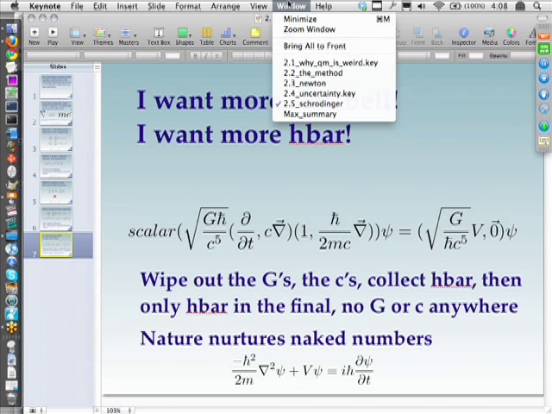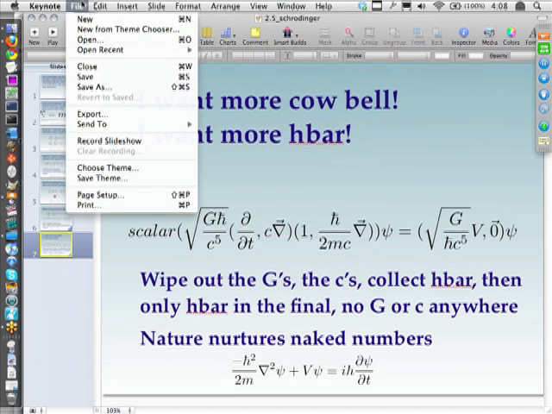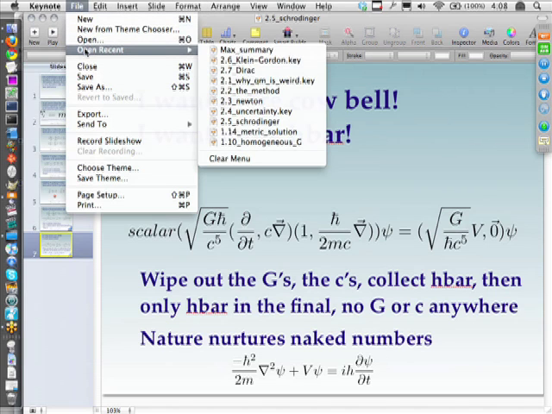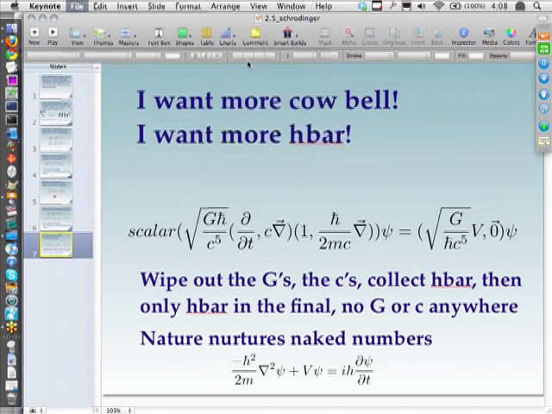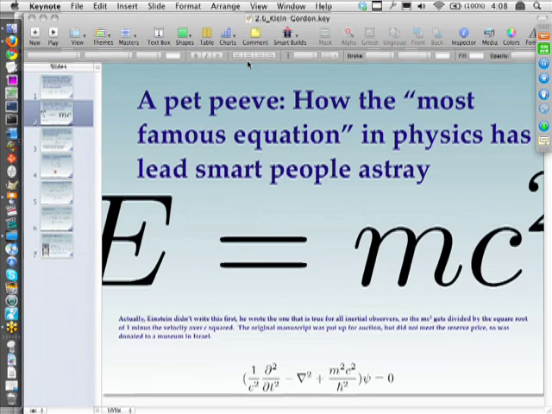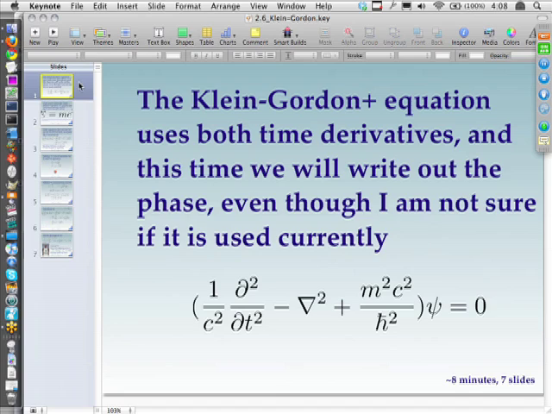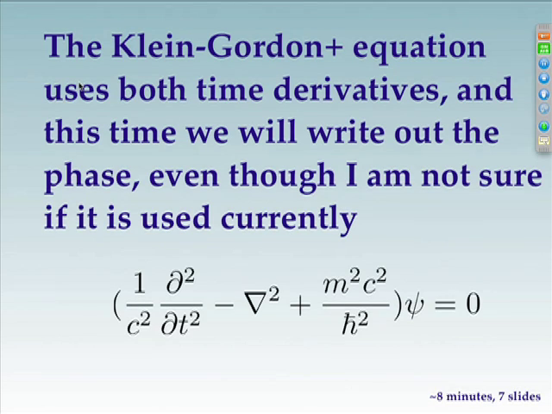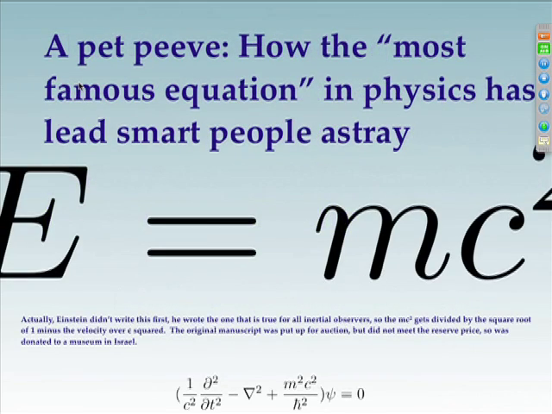All right, so now we're going to move on to relativistic quantum mechanics. 2.6, Klein-Gordon. We're going to get the Klein-Gordon equation out of here. It uses both time derivatives, and we're actually going to write out the phase, even though I'm not sure if it's actually used currently in standard physics or not. This is my own issue.